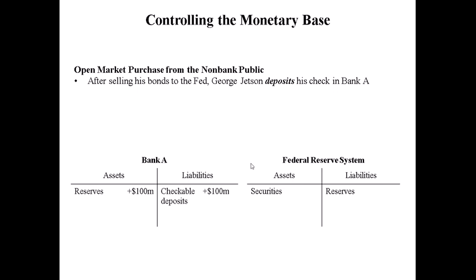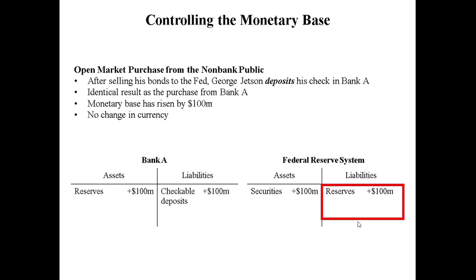$10 million of those have to be held as a required reserve. And then if it doesn't lend out the rest of it, then it has a $90 million increase in excess reserves. Because this deposit increases Bank A's reserves by $100 million, that increases the Federal Reserve System's liabilities by $100 million. And then because the Federal Reserve purchased these securities from George Jetson, its assets go up by $100 million. And in this case, the monetary base increases by $100 million.